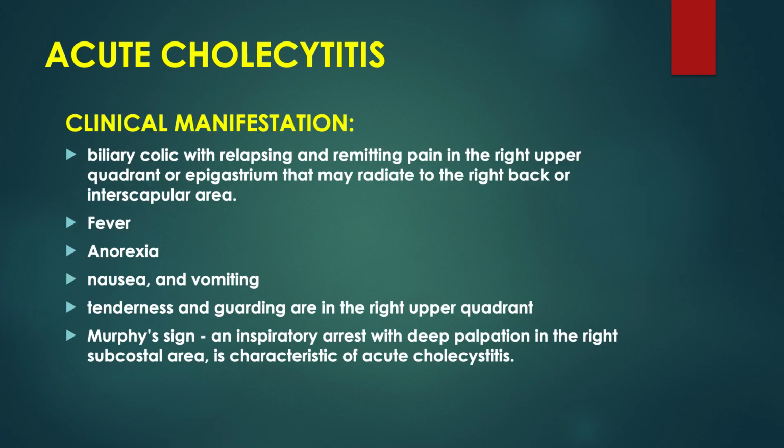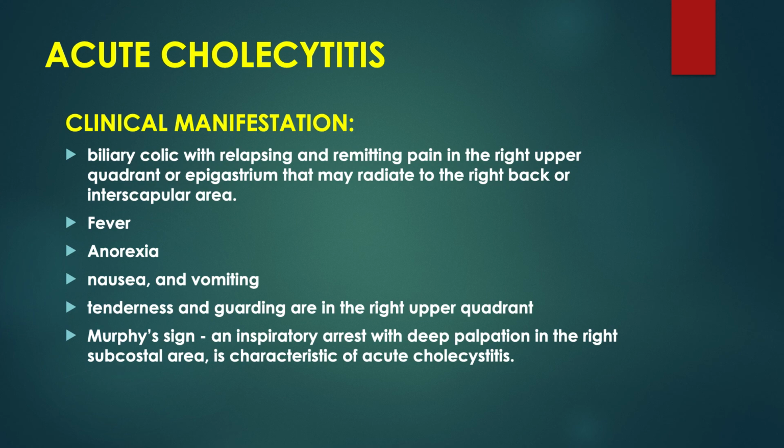Acute cholecystitis often begins as an attack of biliary colic with relapsing and remitting pain in the right upper quadrant or epigastrium that may radiate to the right back or interscapular area. In contrast to biliary colic, the pain of acute cholecystitis does not subside. It is unremitting, may persist for several days, and is usually more severe than the pain associated with uncomplicated gallstone disease. The patient is often febrile, complains of anorexia, nausea, and vomiting, and may be reluctant to move as the inflammatory process creates focal peritonitis.